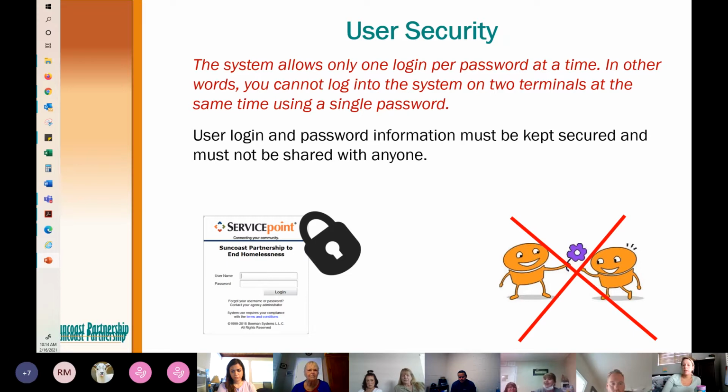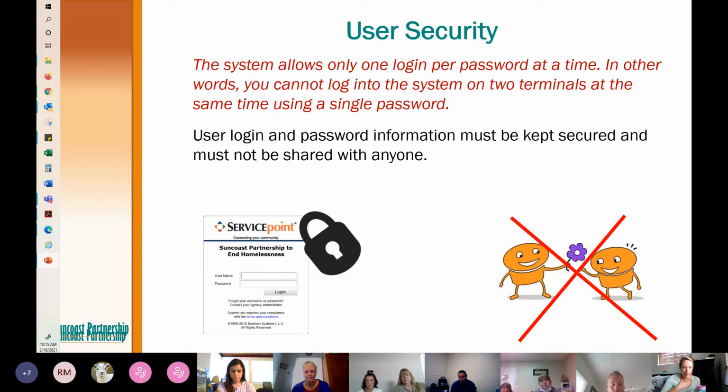User security. The system only allows one login per password at a time. You cannot log into the system on 2 different terminals. User login and password must be kept secured and not shared with anyone. Please do not share your username and password, no matter who asks for it. If you come into an interaction where someone is asking for your username or information, please direct that person to Suncoast Partnership staff so we can get them their own user information. It is very important that you do not share your information.